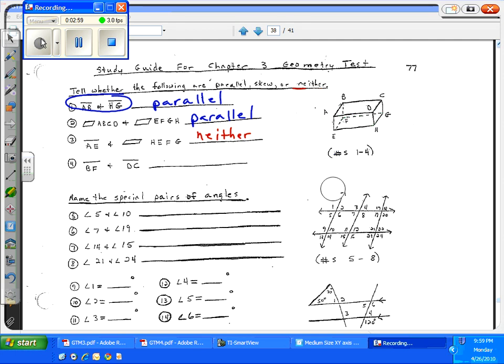BF and DC. Segment BF is here. Segment DC is here. They are non-coplanar and never intersect. Two lines that are non-coplanar and never intersect, we call skew. Any questions on numbers 1 through 4?